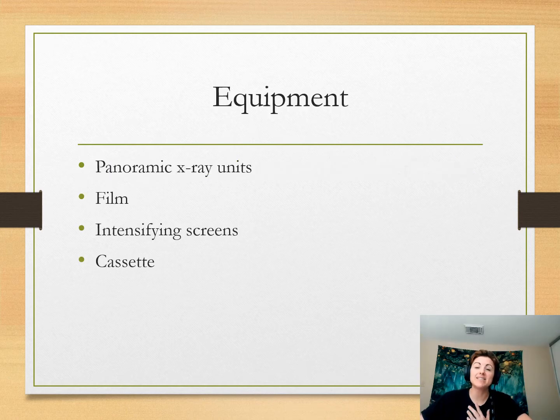All right, equipment. So first up, we have panoramic X-ray units. We're going to talk about the film. We're going to talk about the intensifying screens, which we talked a little bit about when we talked about cassettes and all that stuff back when we were in chapter 9, I think, on how to run these things through the processing stuff. And then we'll also talk about cassettes. Intensifying screens are usually in cassettes, but we're going to talk about them separately.